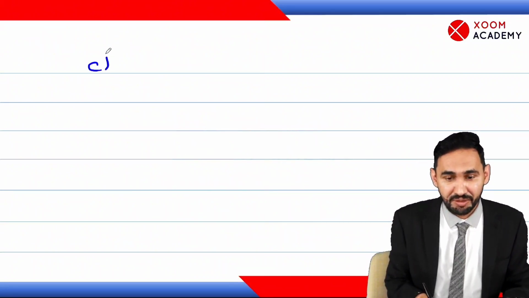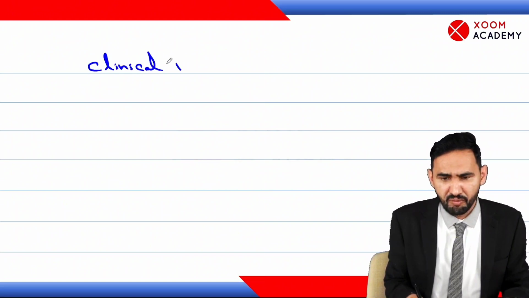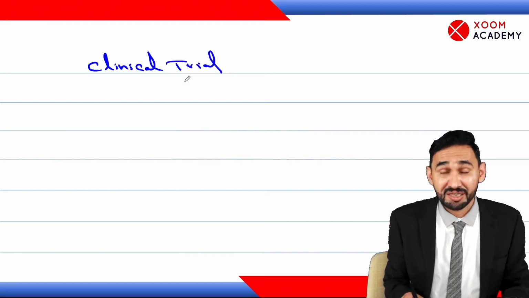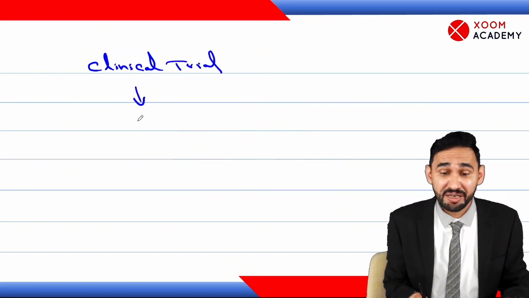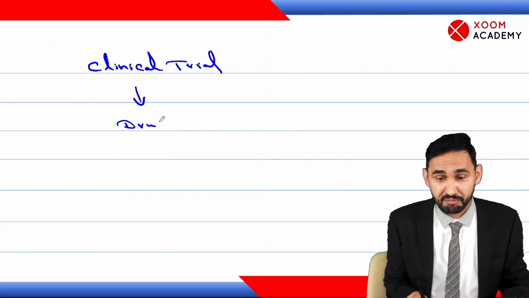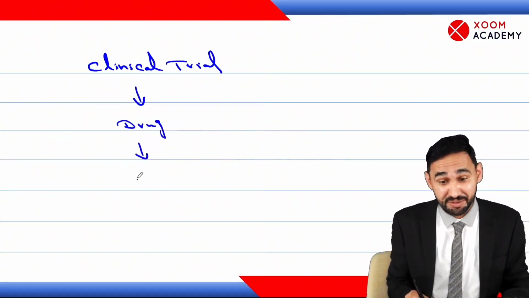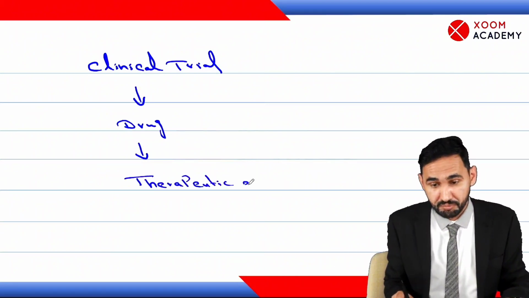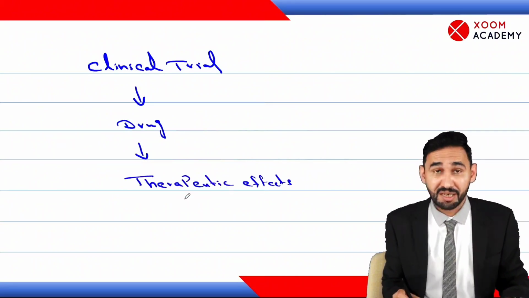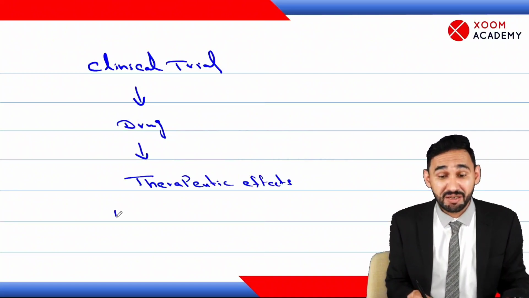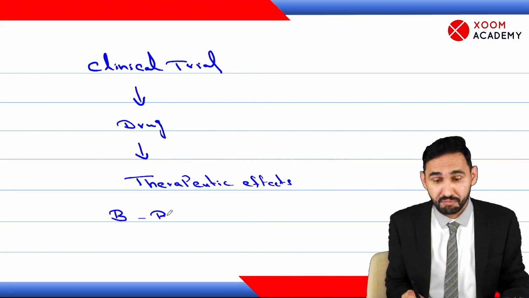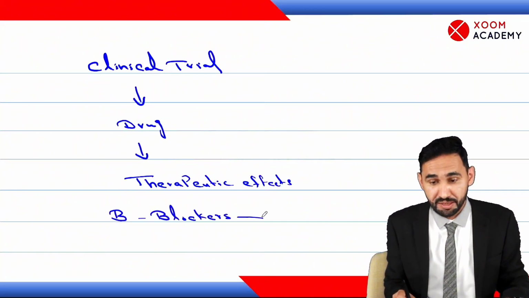So we'll start from clinical trial. What is a clinical trial? A trial of drugs, a trial of medicine, in which we see the therapeutic effects of drugs. Like, we'll do a trial of beta blockers, like atenolol.